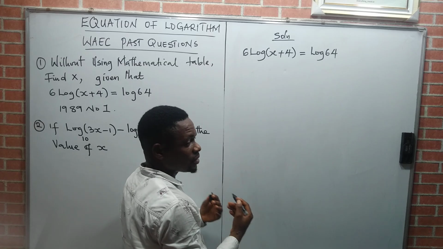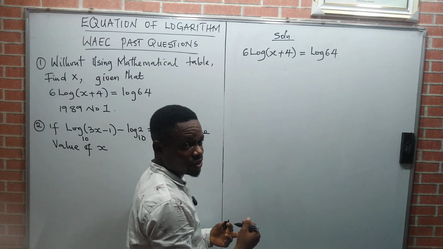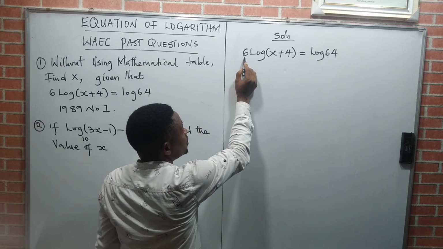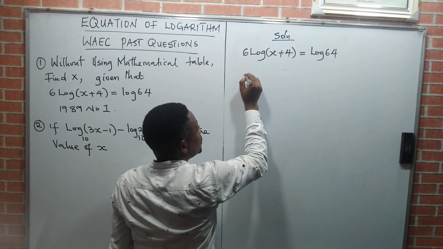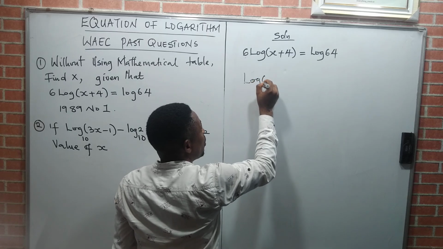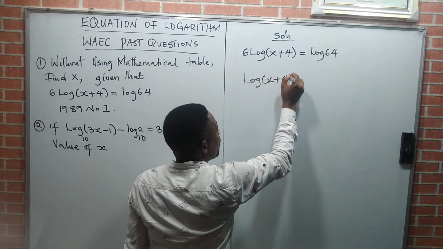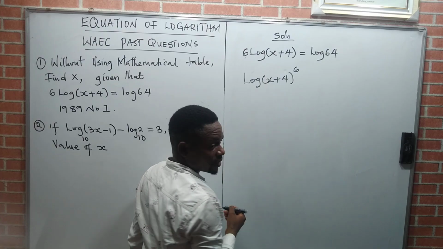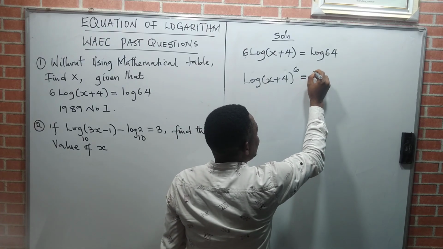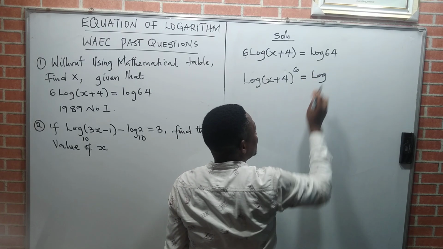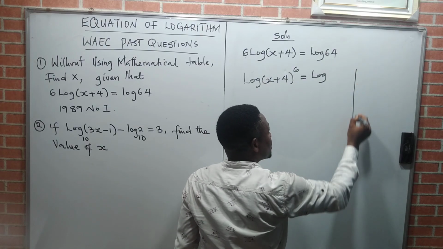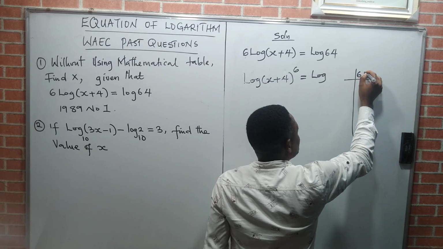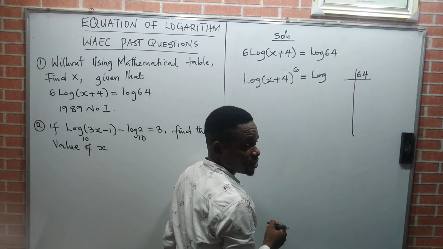But let us now use the mechanics that I used in my last video. Now, this coefficient here will move to the power, so that we'll be having log of x plus 4 all to the power of 6. Then to the right, we now take the indices of 64. Now, how do we break the indices of 64? Watch, you can break it using long division.